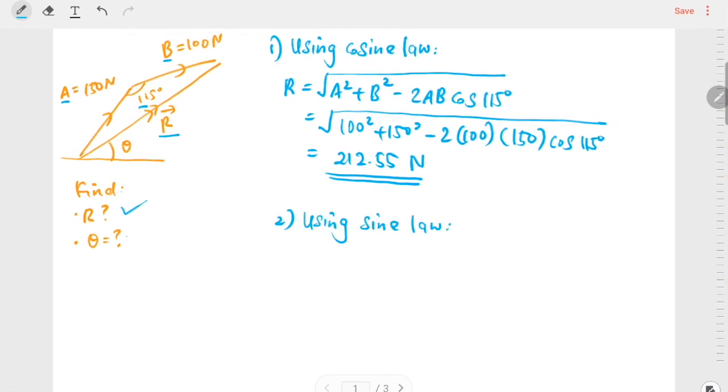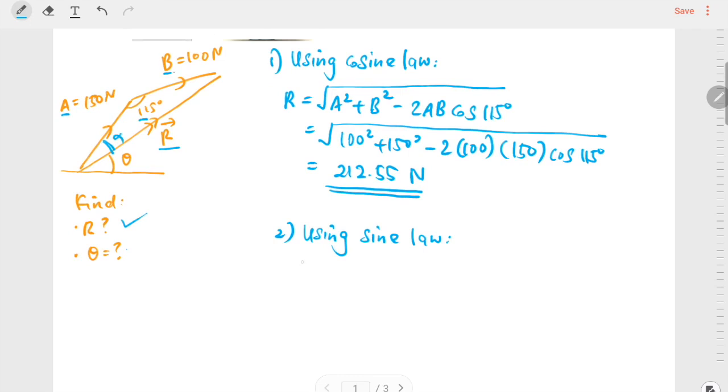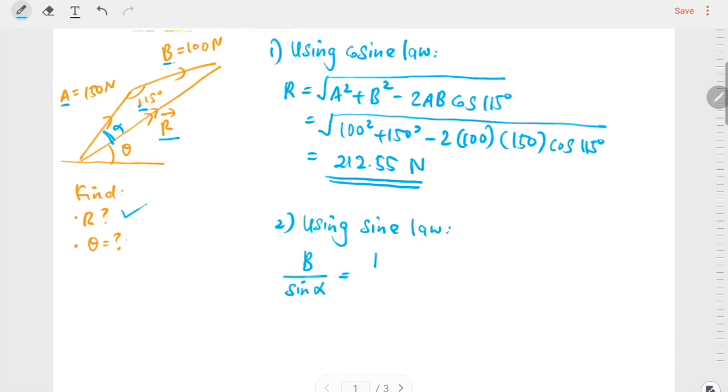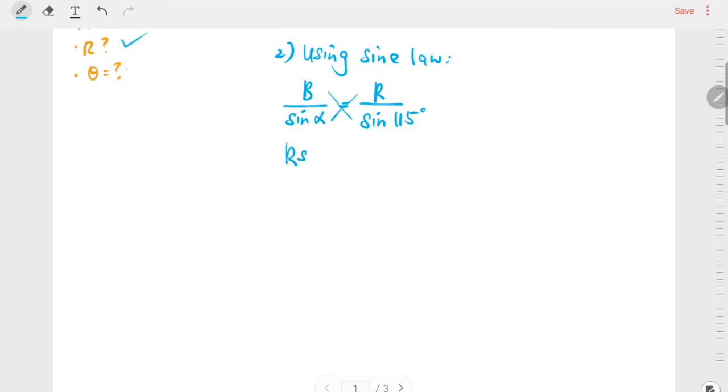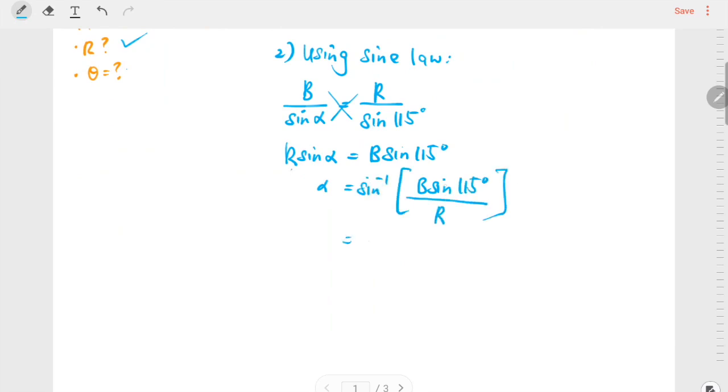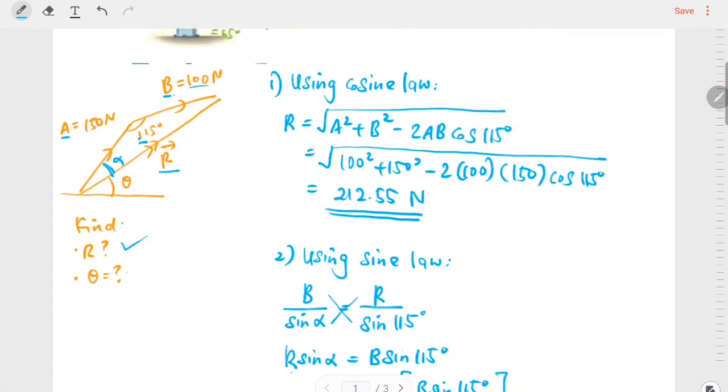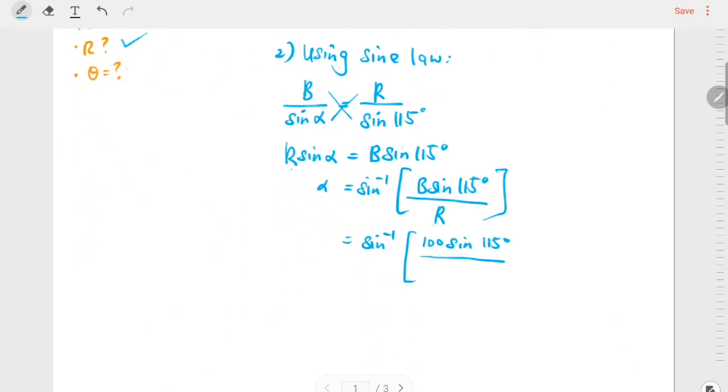Let's call the angle over here alpha. Using the sine law, we can calculate B divided by sine alpha, which should be equal to the magnitude of R divided by sine 115 degrees. Using basic mathematical operations, we can rearrange the equation to calculate the value of angle alpha. Since B is already known and the magnitude of R is also known, we can easily calculate alpha using our calculator, and we get a value of 25.2391 degrees.